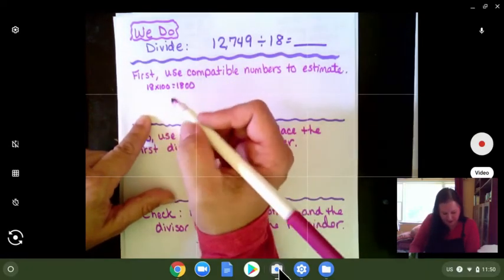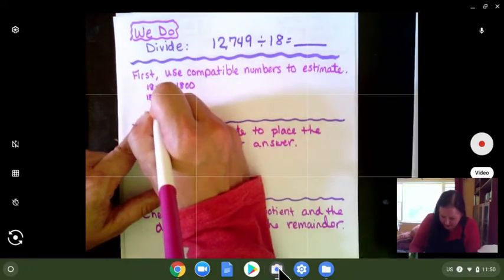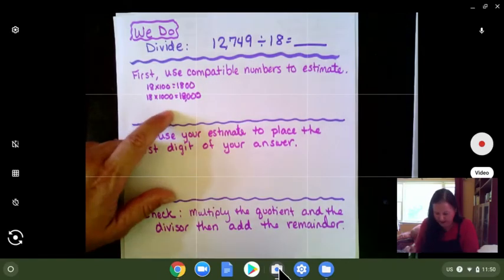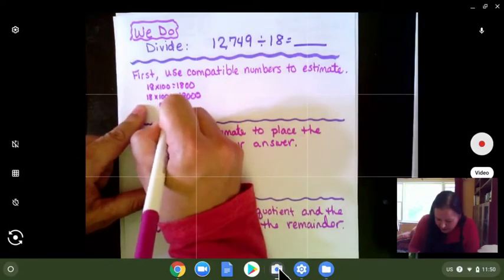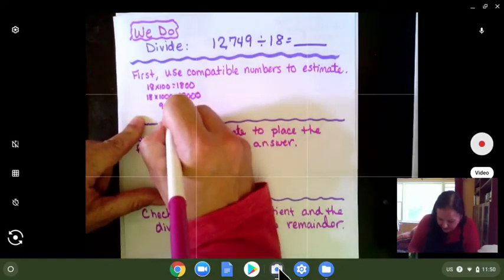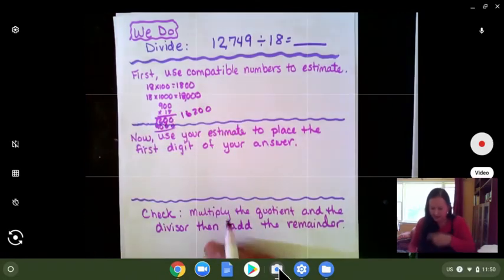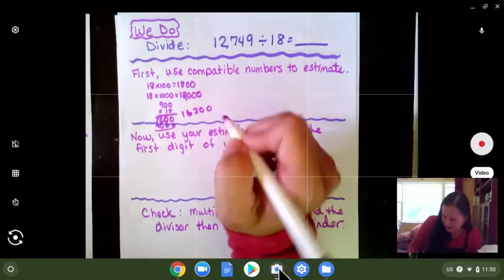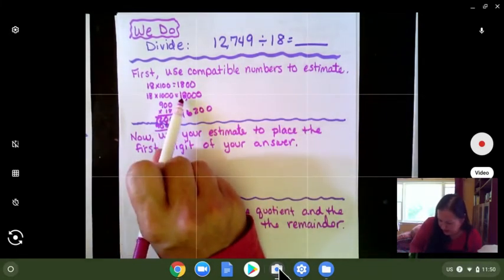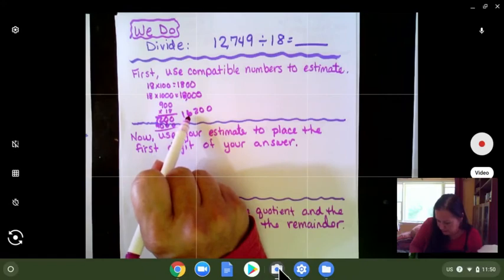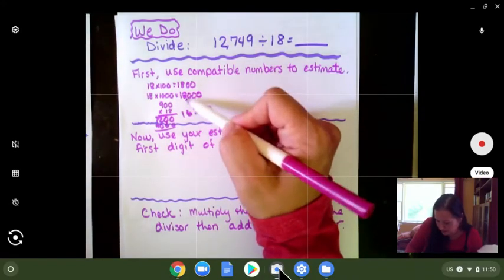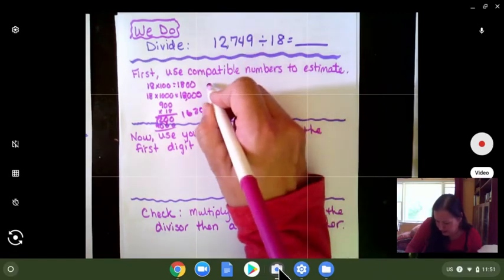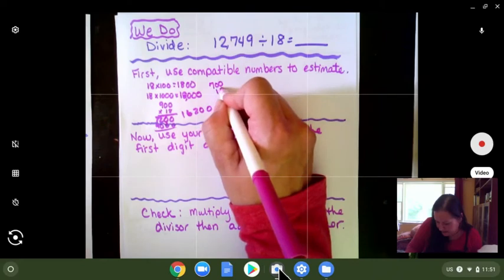So let me try 18 times 1,000 and see if that gets me close to that number. I know that 1,000 is going to be a little too high. I'm going to drop down 100 and try 900. So 18 times 900, and this one I need to write this way. Okay, I'm getting pretty close there, but it's still a little bit big. I'm going to drop down and try 700 because I notice that this is 2,000 away, and that's dropping down 100, and this is 4,000 away from the 12. So let's try 700 times 18.